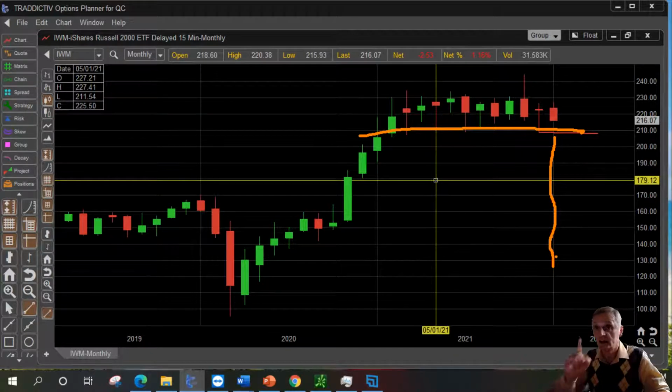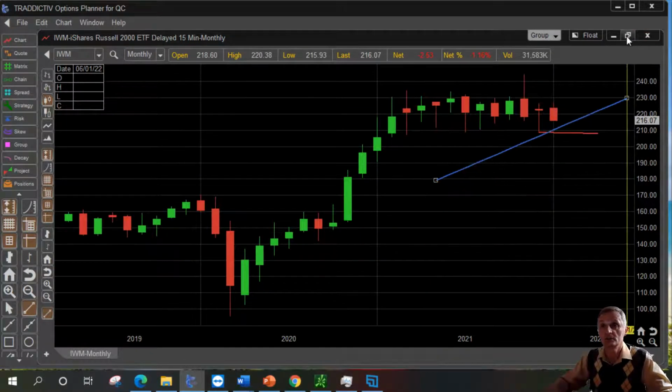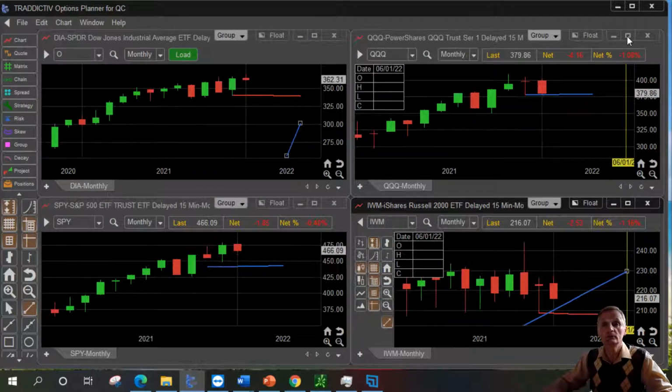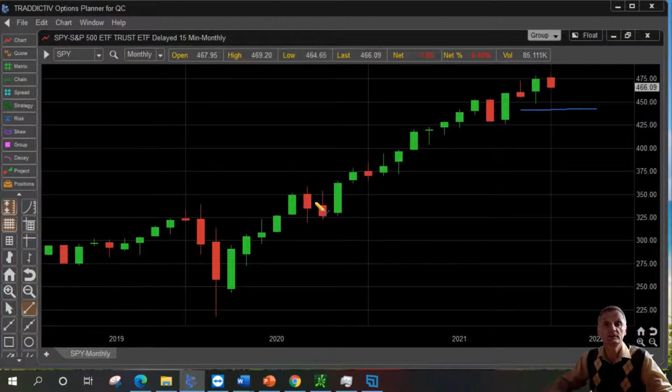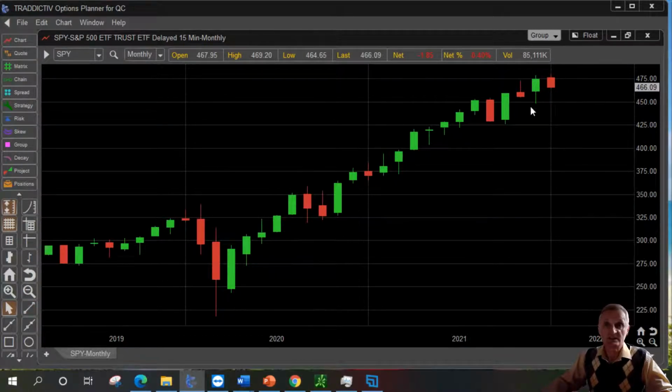Lower. However, I want a synchronization. I want all the markets to go down at the same time before I commit myself with the bigger position using options. So what I'm doing next now is focusing here on SPY.